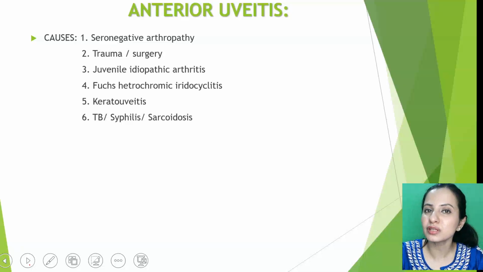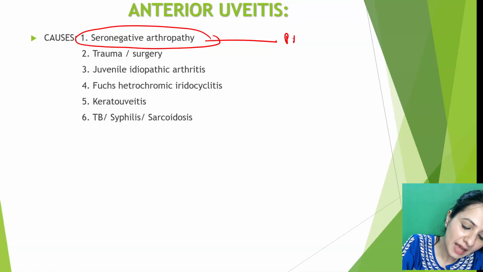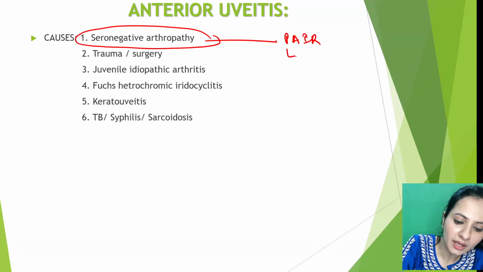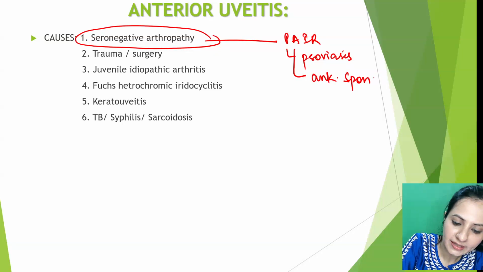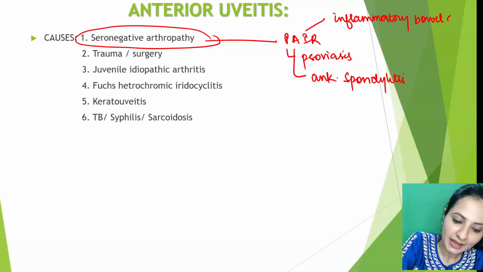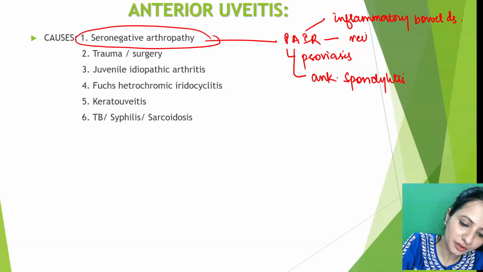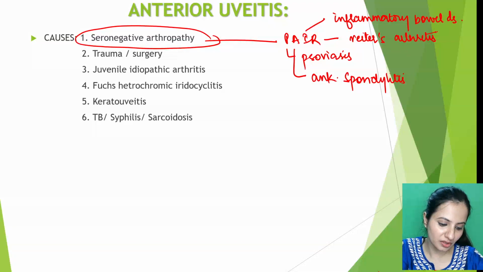Now, what are the causes of anterior uveitis? The most important is your seronegative arthropathy. This is characterized by a mnemonic, which is PAIR. P stands for psoriasis, A stands for ankylosing spondylitis, I stands for inflammatory bowel disease, and R stands for Reiter's arthritis. Another cause of anterior uveitis can occur after trauma, surgery.